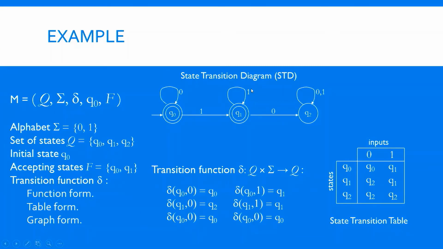0, 1, 1 you can write, or 0, 1, 1, 1 you can write. Yes, 0, 0, 0, 1. Yes, you can write. So all 10 students, if you write 0, 1, 1, 1, 1, any number of ones, it will keep on looping at Q1. Any number of ones you can write, it is accepted.